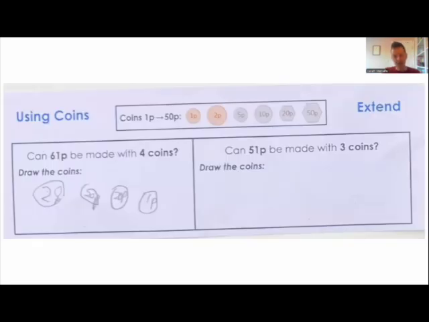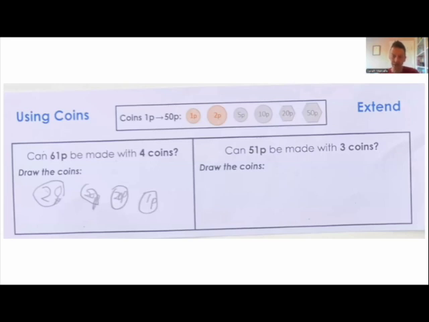Another example of a non-routine challenge. This was one that I used in year 2. There were lots of questions that looked at different ways of making specific amounts of money with specific numbers of coins. So the extend task became, is it possible to do this? Can 61p be made with 4 coins? And the child demonstrating, yes, it can, because that's the example answer.